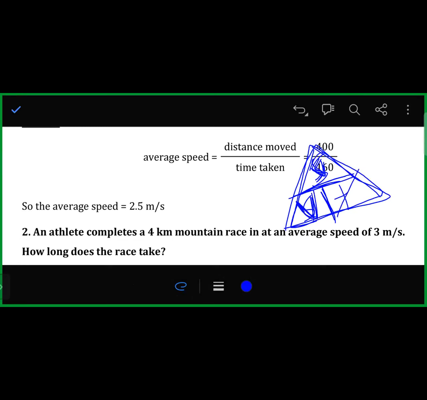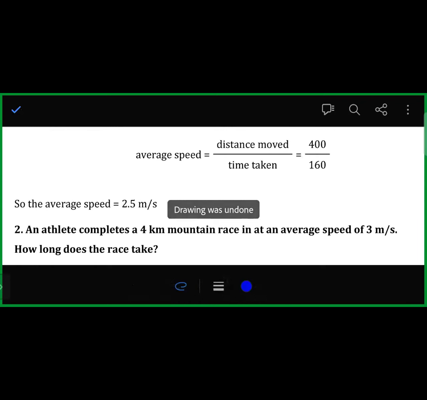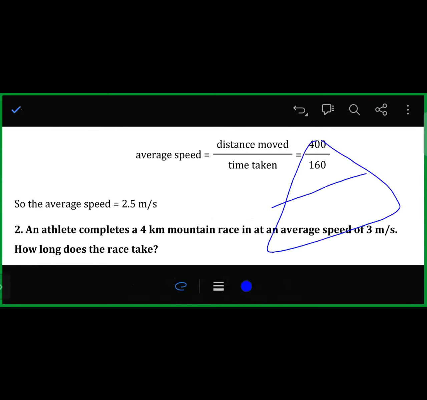Wait, sorry to interrupt, but shouldn't distance and time taken times to make speed then?